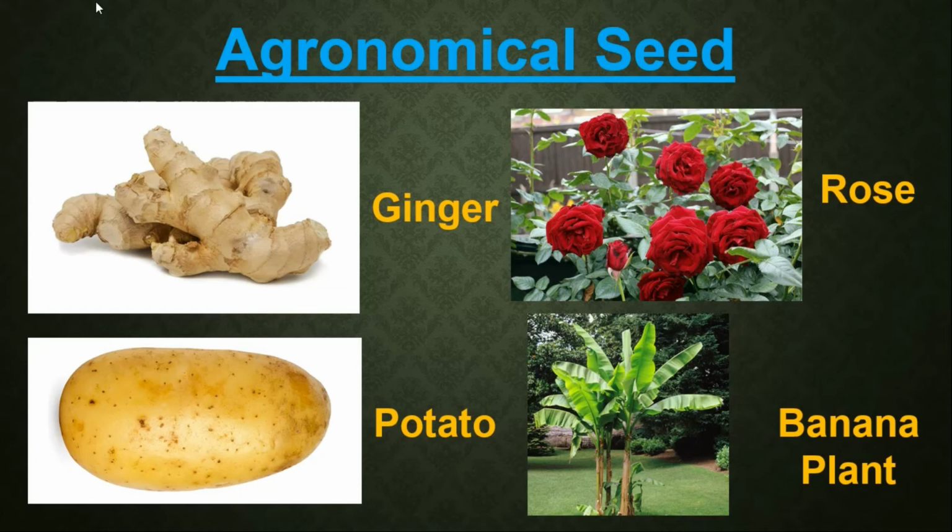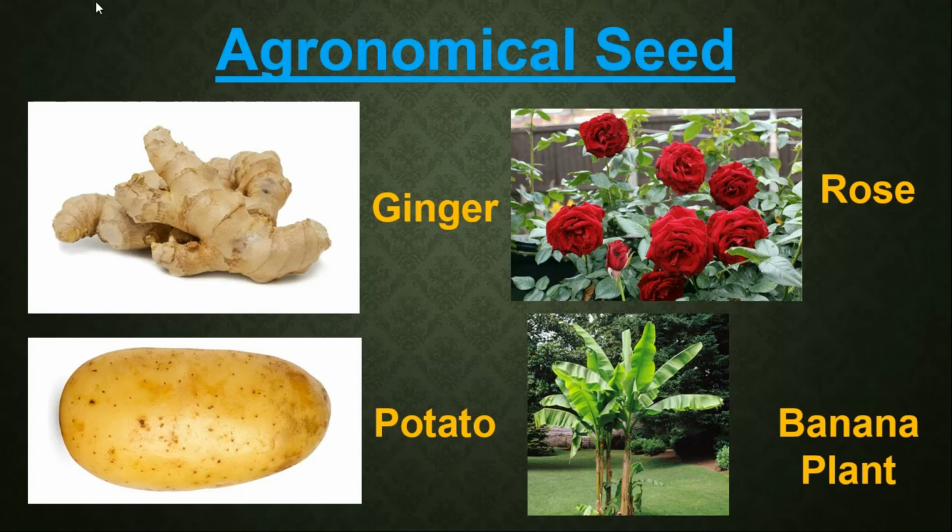Now on the left side, at the bottom, potato seeds are sown. To become a potato plant, a big potato is cut into two parts, and one part is sown in the soil with the eye point. Potato is also known as agronomical seed.